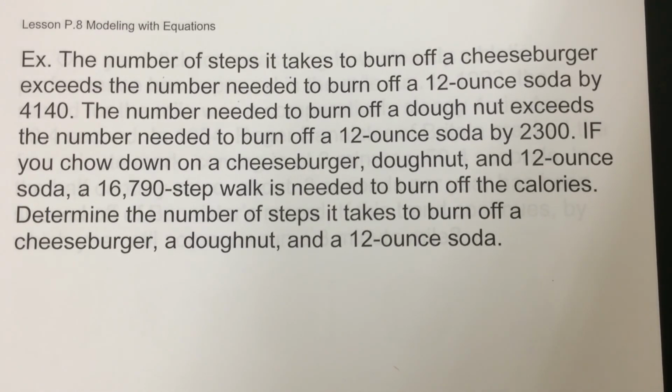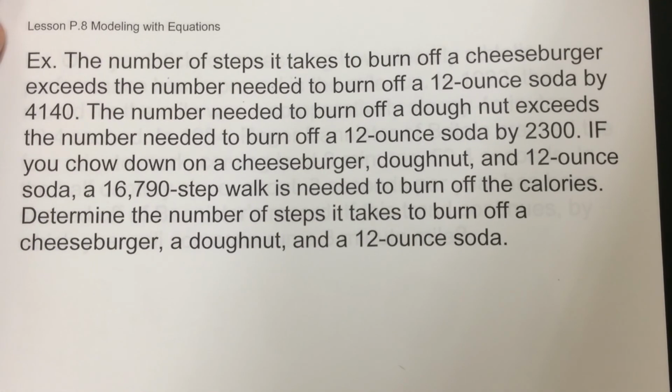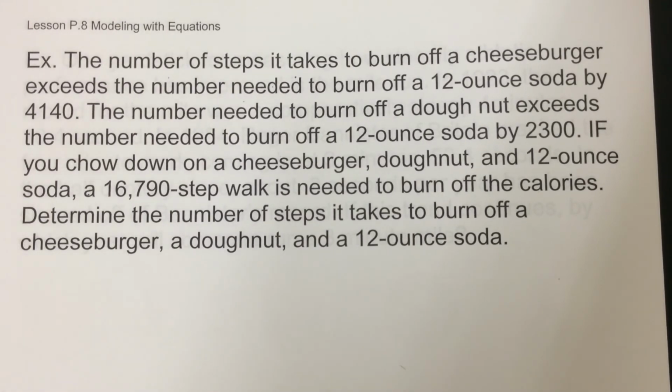The number of steps it takes to burn off a cheeseburger exceeds the number needed to burn off a 12-ounce soda by 4,140. The number needed to burn off a donut exceeds the number needed to burn off a 12-ounce soda by 2,300. And if you chow down on a cheeseburger, donut, and a 12-ounce soda, a 16,790 step walk is needed to burn off those calories. Determine the number of steps it takes to burn off a cheeseburger, a donut, and a soda.